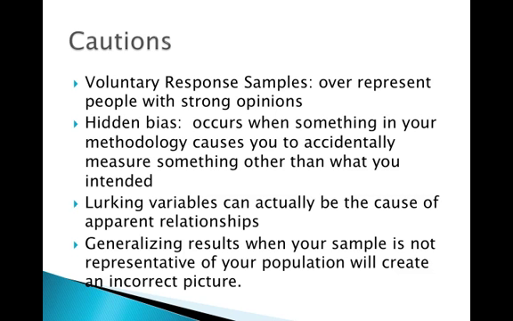Hidden bias occurs when something in your methodology causes you to accidentally measure something other than what you intended. The way you ask the question, you're going to get a different answer, or the way that you select the people, that's called hidden bias. Lurking variables can actually be the cause of apparent relationships. You think that the data you're looking at are telling you that one variable causes the other, but there could be another variable in the background that makes it seem like there's a relationship.